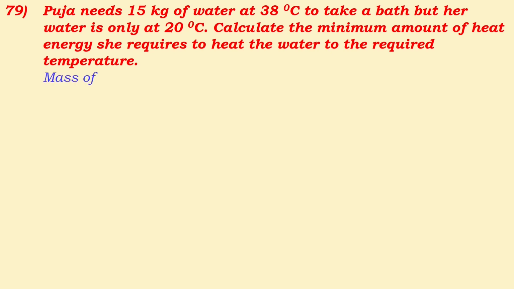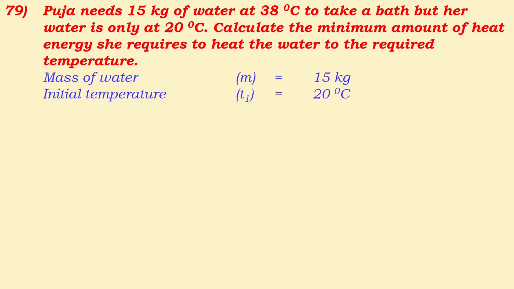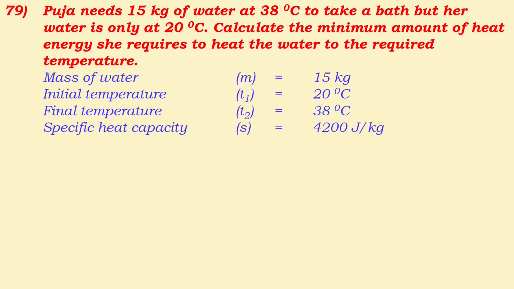Now we have to write the values which are given in the numerical problem. What are they? Mass is given. Mass of water is 15 kg. It is denoted by small m. And the initial temperature of water was 20 degrees Celsius, and this is represented by T1. Initial is usually represented by T1 and final is represented by T2. This is my suggestion. Okay, final temperature T2 equal to 38 degrees Celsius. Specific heat capacity of water is not given. We can take the value 4200 joule per kg degree Celsius by ourselves.